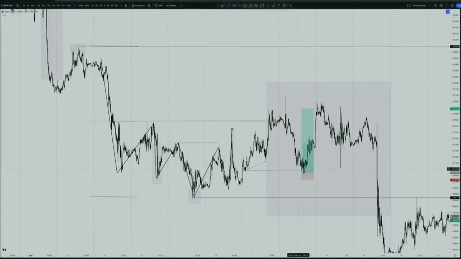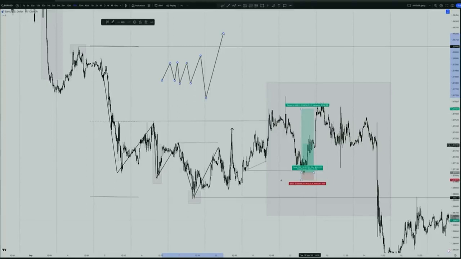So the logic is contraction, manipulation, and expansion. What does that mean? It means contraction, which is consolidation. Then you have a manipulation, then you have an expansion. This is the ICT logic. So now, I took my buy from here. Remember, let's say I took this buy with 10 lot size.